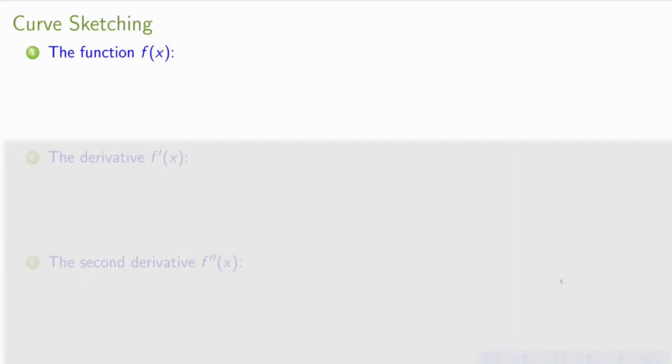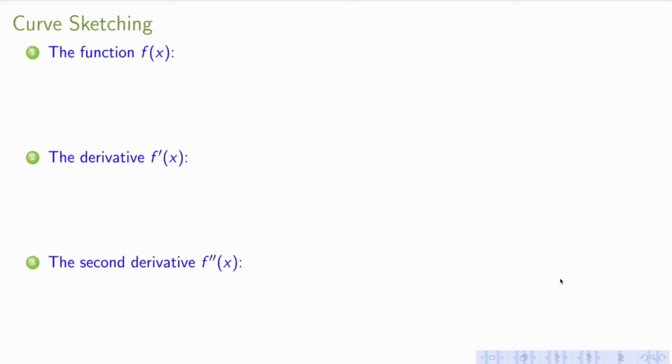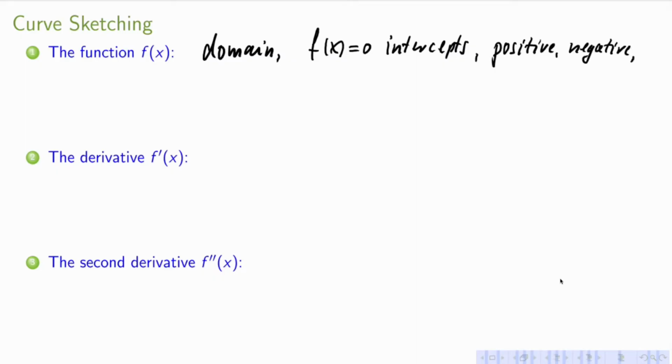So to properly sketch a function, you need the function, of course, but you also need the derivative f prime of x and the second derivative f double prime of x. From f we can learn many things, for example the domain. We can identify where f is 0, which are the intercepts, and then we can look where f is positive or negative, or if it has singularities, where f might not exist, which we call DNE, does not exist.